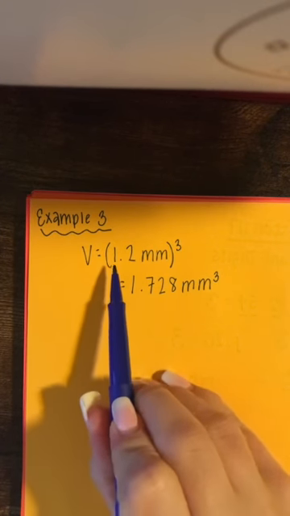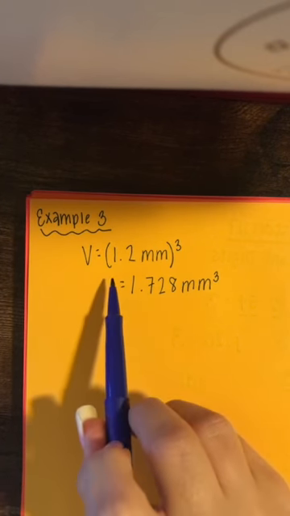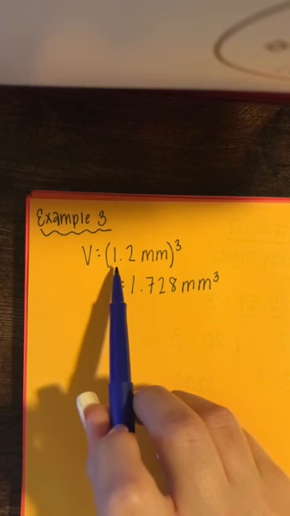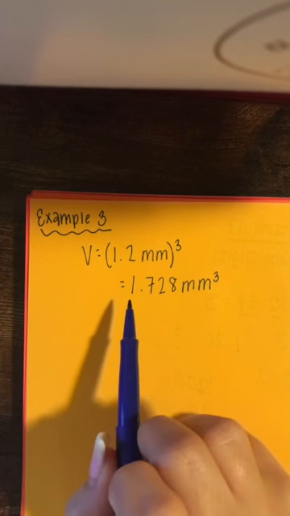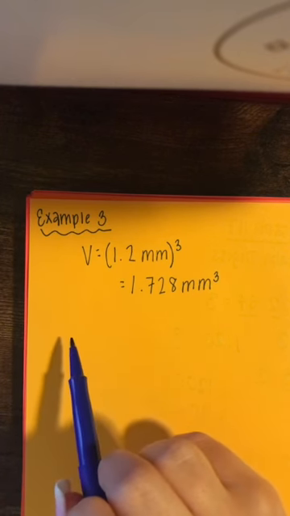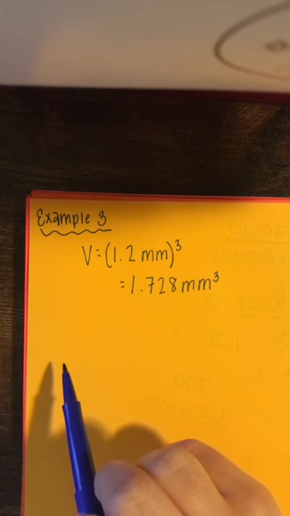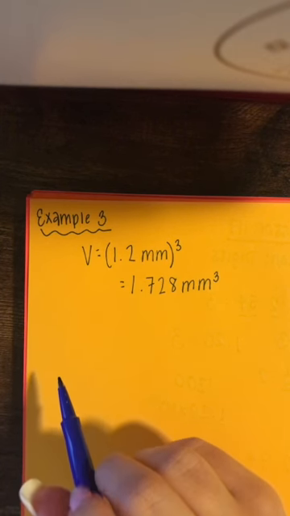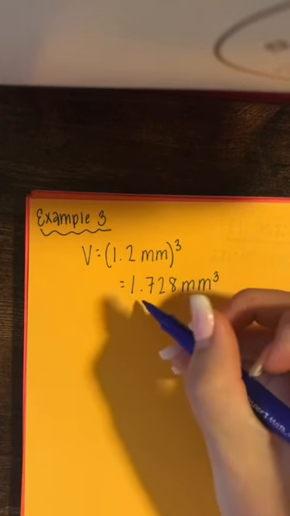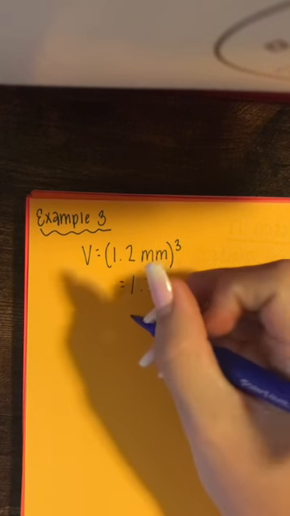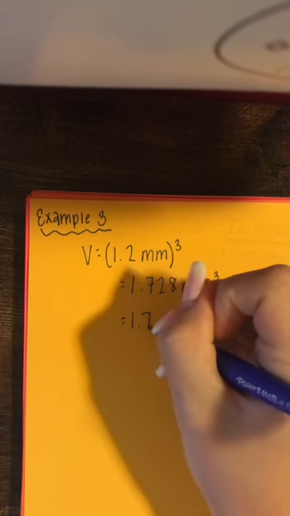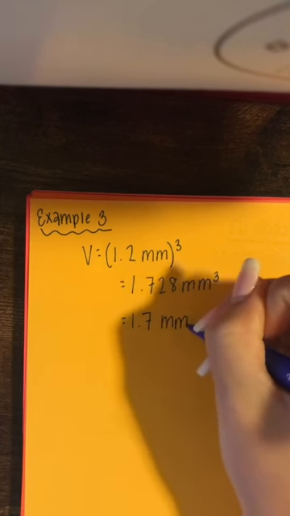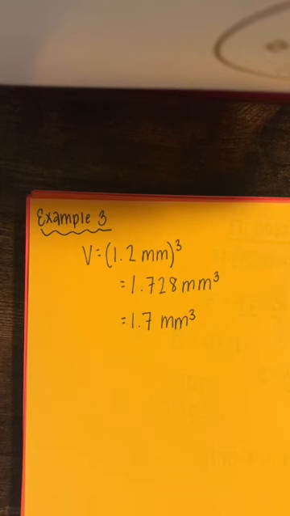Now we have to figure out how many significant digits our answer needs. So we have our number here, 1.2. We are going to count the non-zero digits, so that will give us 1 and 2. So we have 2 significant digits. So this means that our answer will have 2 significant digits as well. So we will round 1.728 and we will get 1.7 millimeters cubed.